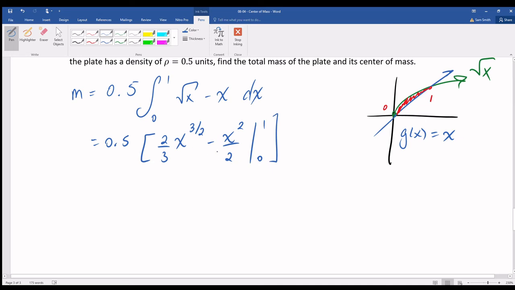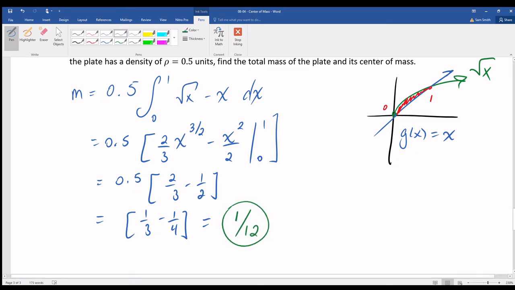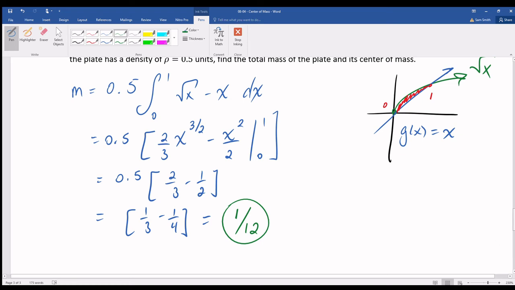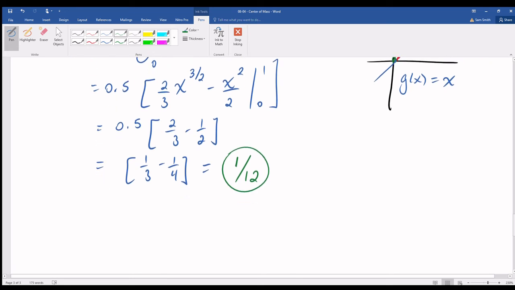And as usual, plugging in 0 to this sum of power functions will give us 0 as a result. So I'll have 0.5, plug in 1, 2/3 minus 1/2. Now distribute that half, we get 1/3 minus 1/4. And so the mass of this object is equal to 1/12. 1/12 is the object's mass. So now let's calculate m sub y, and let's calculate m sub x, and let's find out what the centers of mass would be.